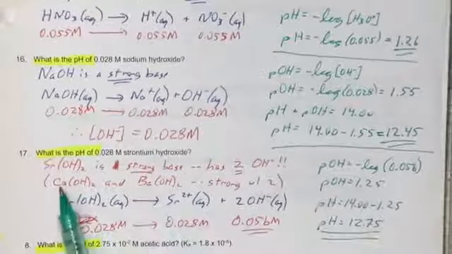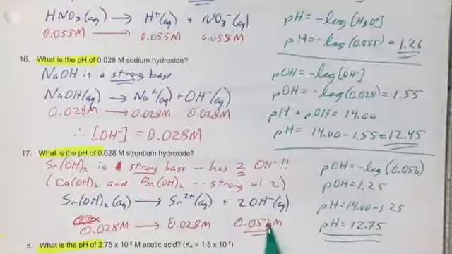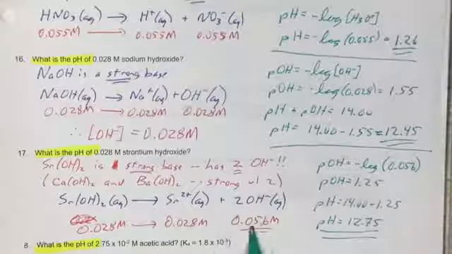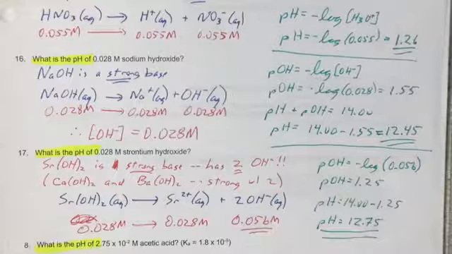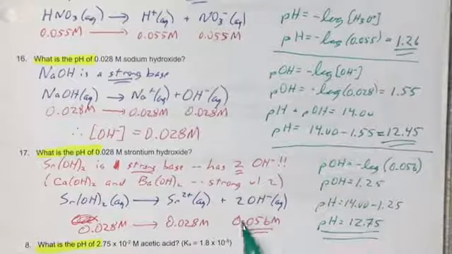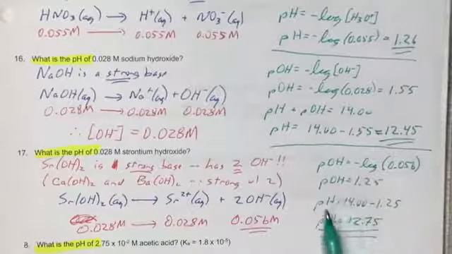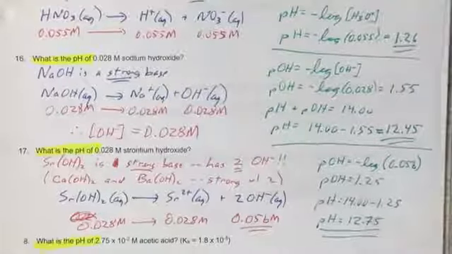If it's either strontium hydroxide, calcium hydroxide, or barium hydroxide, we have to take into account you get twice as much hydroxide per mole of strontium, barium, or calcium hydroxide. And that's the concentration of hydroxide. We get the pOH. We subtract that from 14 to get the pH.